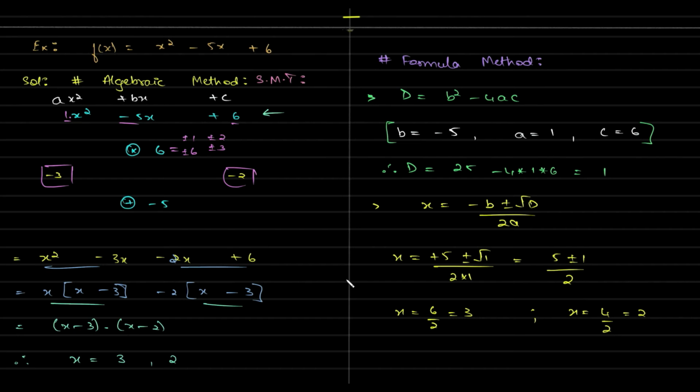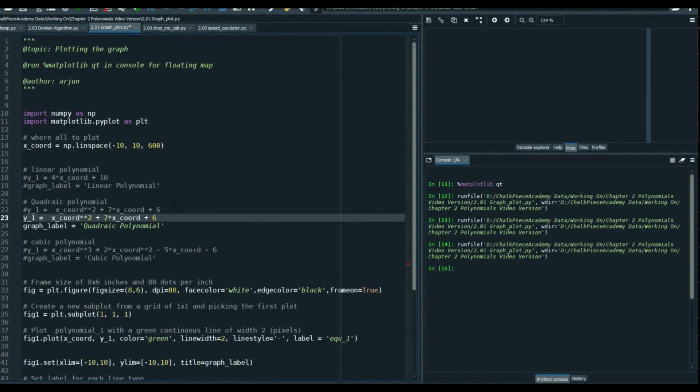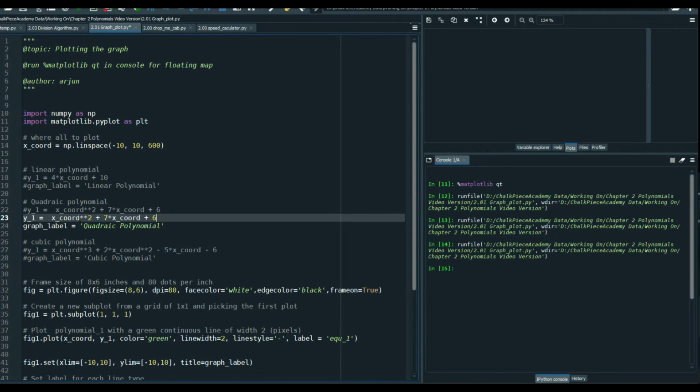Trial and error is something which we can't do at all. So last, the graphical method. Let me type in the expression, x square minus 5x plus 6. X square is there already, so we're looking at minus 5x plus 6. Okay, that's correct. So let's execute it.